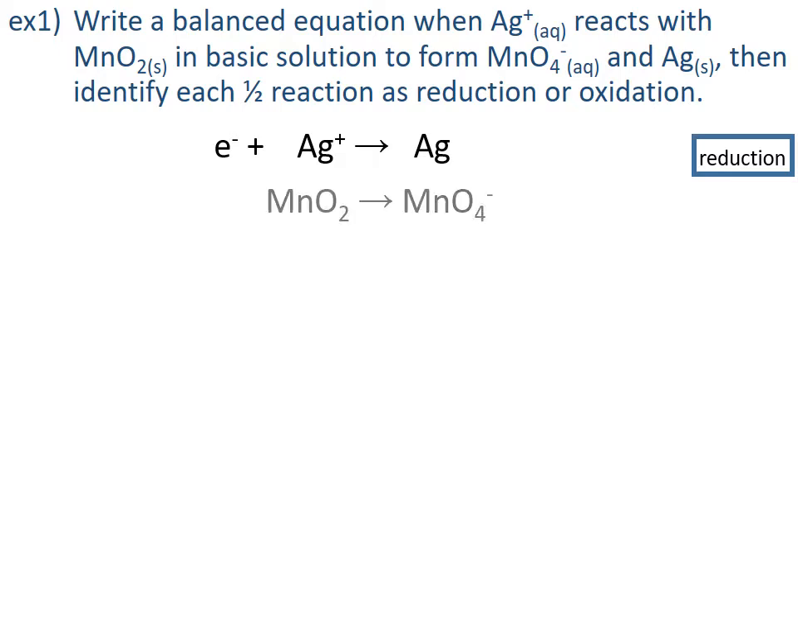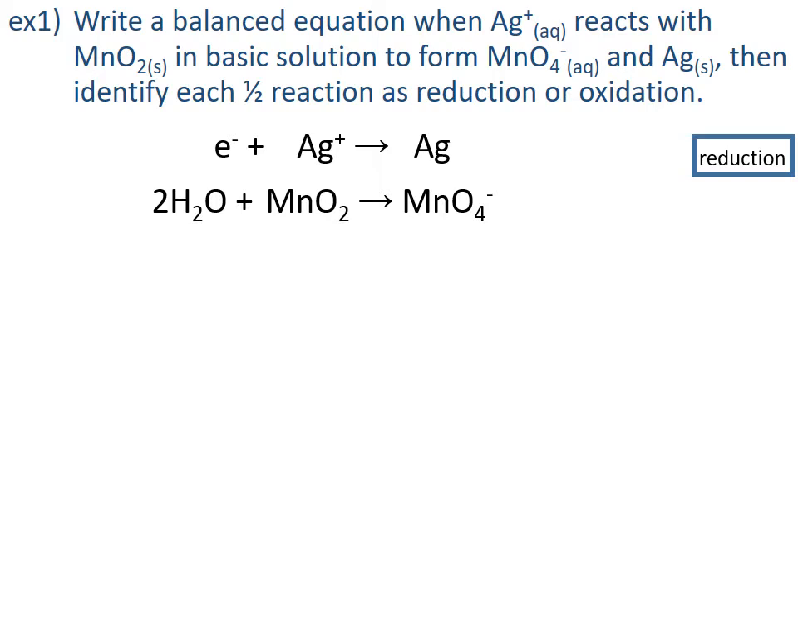The other half reaction has MnO2 turning into MnO4-. Manganese is already balanced. Now I have to balance oxygen. I have 2 on the left, 4 on the right, so I need 2 more on the left. So I add 2 waters to the left-hand side, and now I have 4 oxygens on either side.